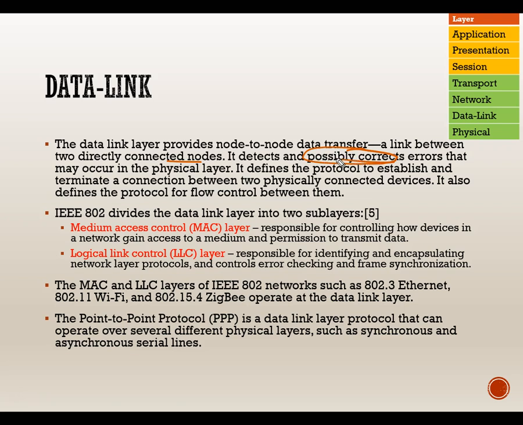It may detect an error and reject the frame, and that's going to be what we're going to title these things. This layer is going to be a frame. Errors that may occur in the physical layer. Defines a protocol to establish and terminate a connection between two physically connected devices. Physically connected devices is the key here. So this is going to be a physical connection. It also defines the protocol for flow between the two of them.